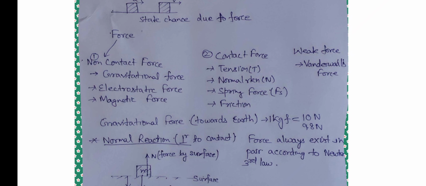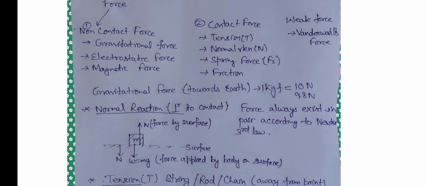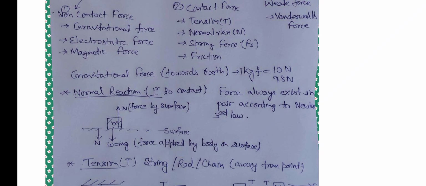First of all, gravitational force: we know this is acting towards the earth. Whenever we are drawing an FBD, we have to know the gravitational pull will be downward, and we are going to draw the normal reaction. It is always perpendicular to the contact, and this force always exists in a pair. Existing in a pair means if there is an upward force, there must be a downward force.